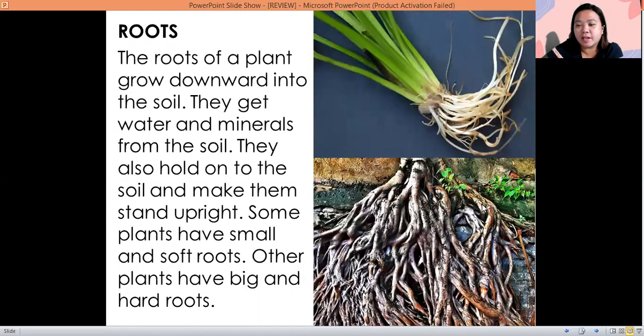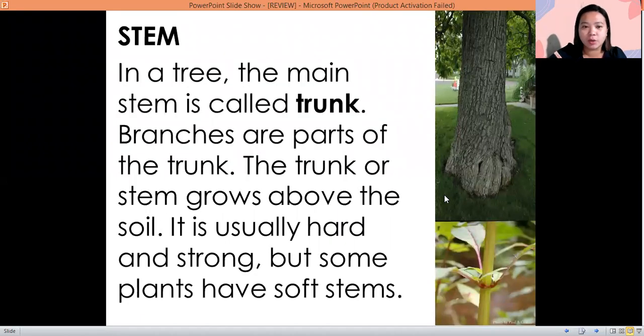Okay, so we are going to review the parts of the plant. First, we have the roots. The work of the roots is they get the water and minerals from the soil.